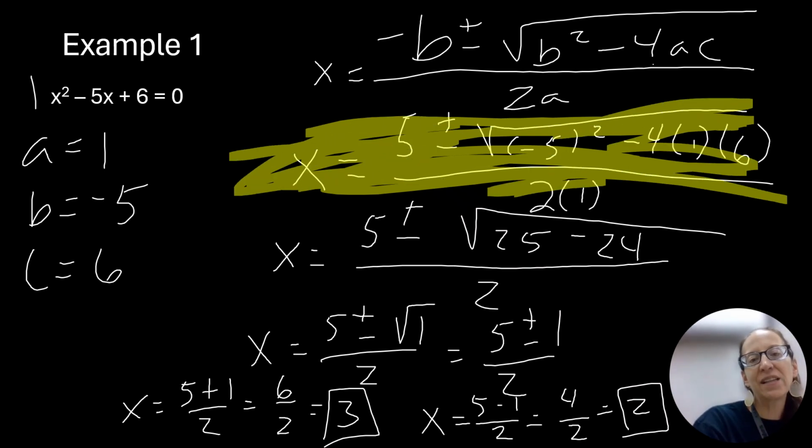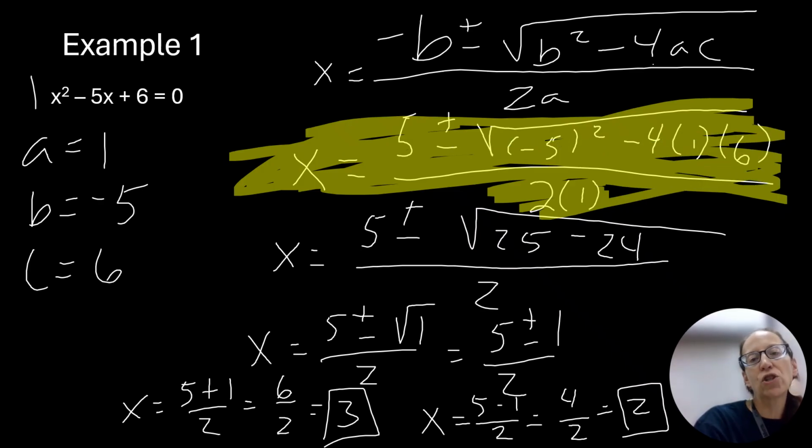I do want to see the substitution. And again, I am okay if you don't show the times 1, or if you square the -5 in your head. So you could say 5 plus or minus the square root of 25 minus 4 times 6 all over 2. I would be okay with that.